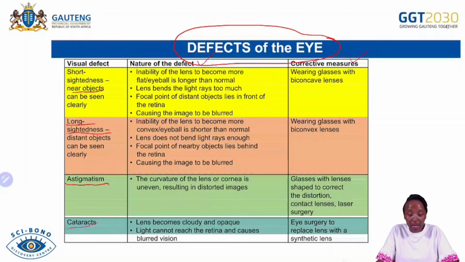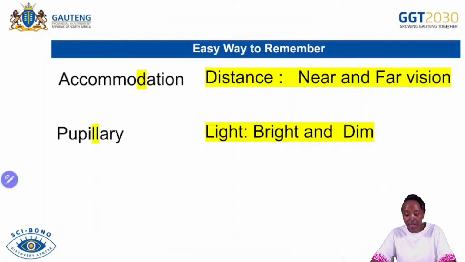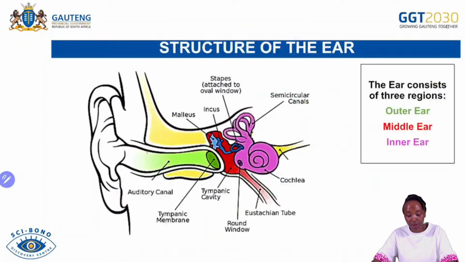There are questions where examiners will ask you, how can one correct astigmatism? So that's when you come in to say, they can wear glasses with lenses that are shaped to correct the distortion, or contact lenses. Or you can even say laser surgery can be performed to correct this. Again, because of the time, we'll move faster out of this.